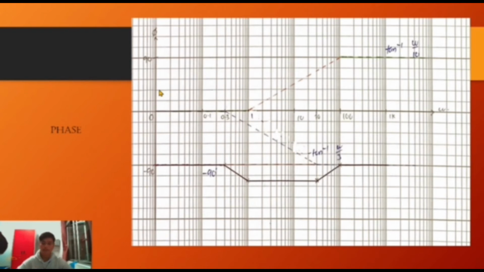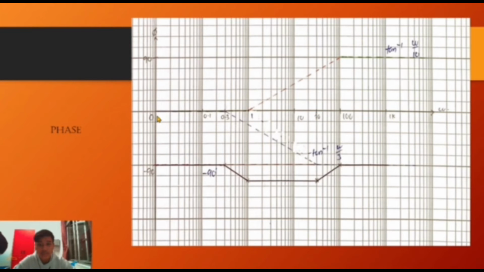Phase Bode plot. The red line is for poles at origin. The blue line is for simple poles. The green line is for simple zero.